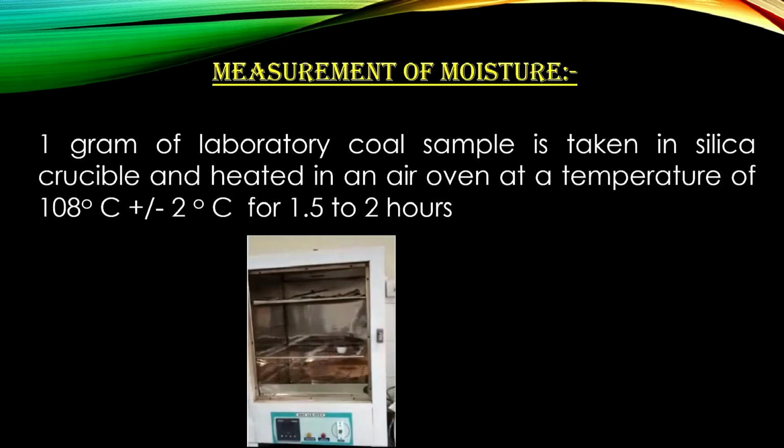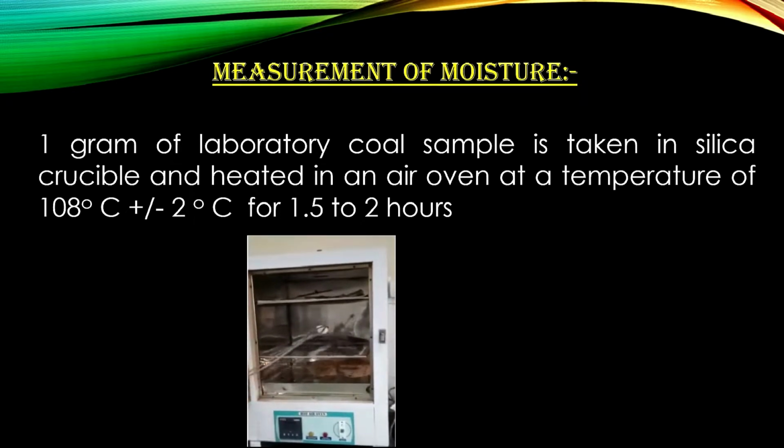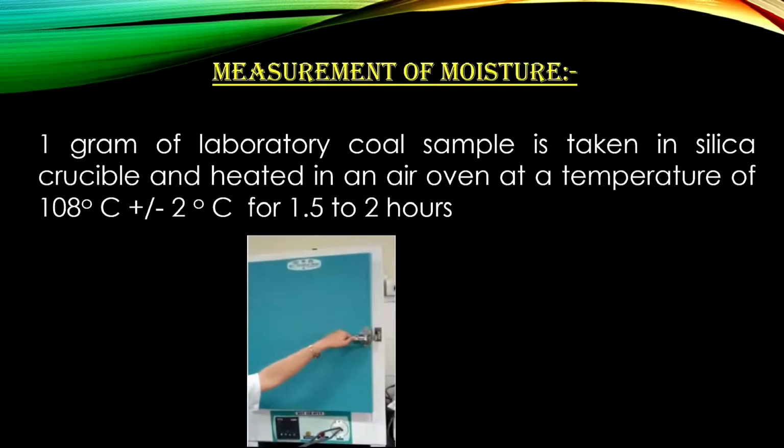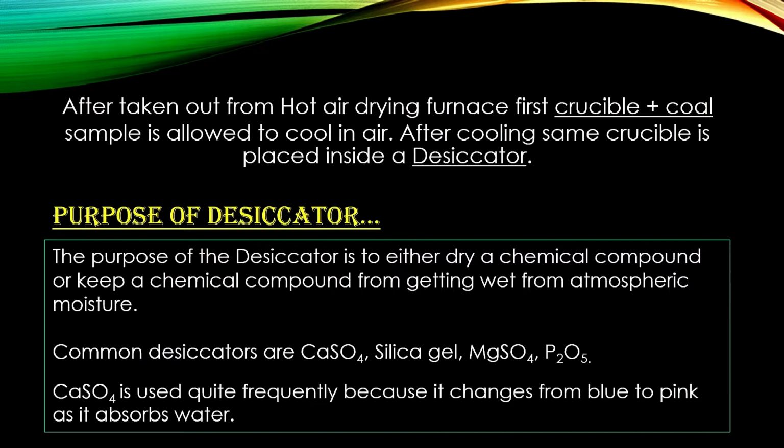After being taken out from the hot air drying furnace, the sample is first allowed to air cool. After cooling, the same crucible is placed inside a desiccator. The purpose of the desiccator is to either dry a chemical compound or keep a chemical compound from getting wet from atmospheric moisture. Common desiccants are calcium sulfate, silica gel, magnesium sulfate, phosphorus pentoxide.